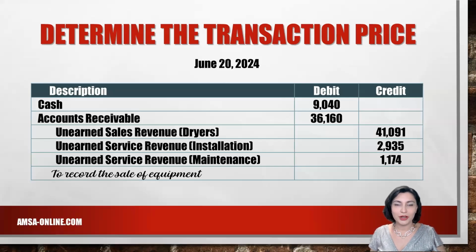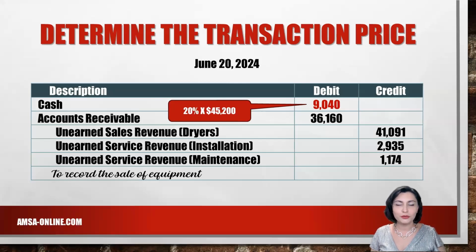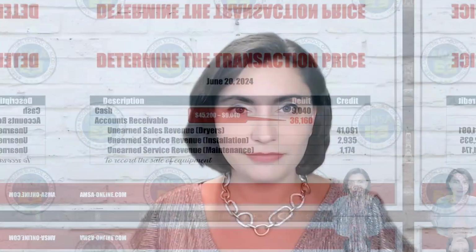We assume that the contract is non-cancelable. We record a debit to cash of $9,040, which is 20% of the contract price of $45,200. Cash is an asset account and is increased by debit. I have a video going over the rules of debit and credit. I am posting the link here and in the description below in case you need to review the rules.